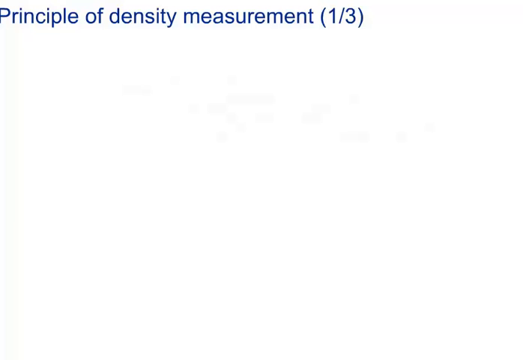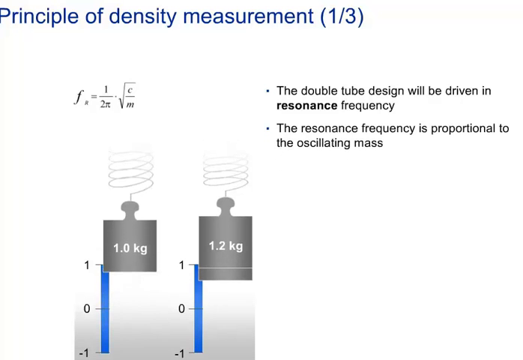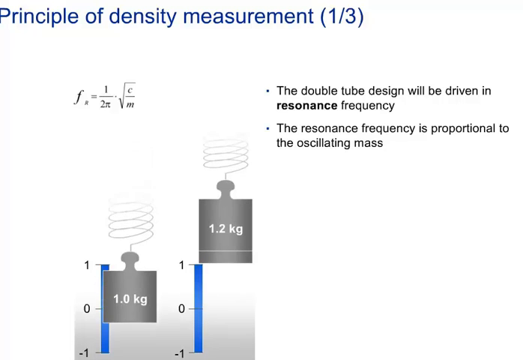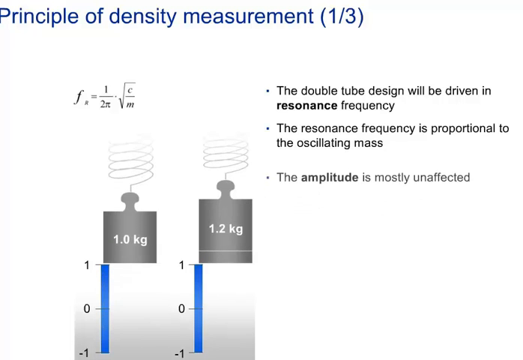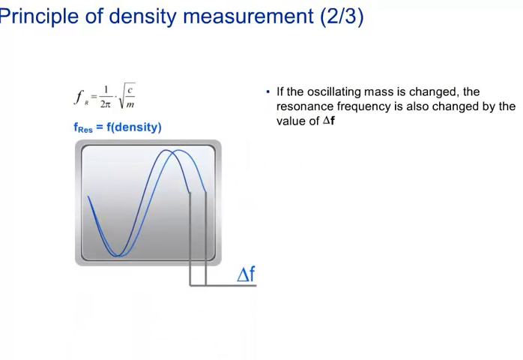How is this possible? The double tubes are driven across a range of frequencies, and the electronics determine their resonance frequency, which is proportional to the oscillating mass. However, the amplitude is mostly unaffected. If the oscillating mass changes, the resonance frequency will change by the value of F.